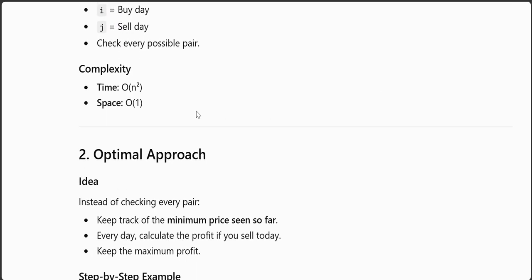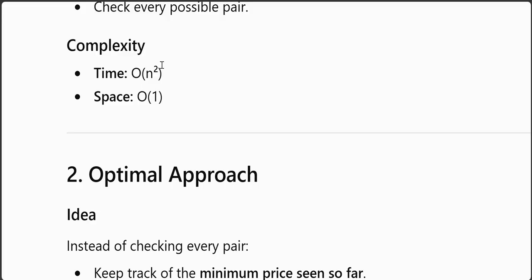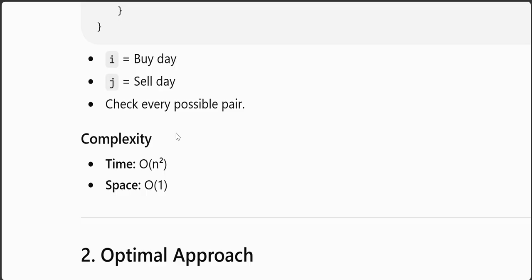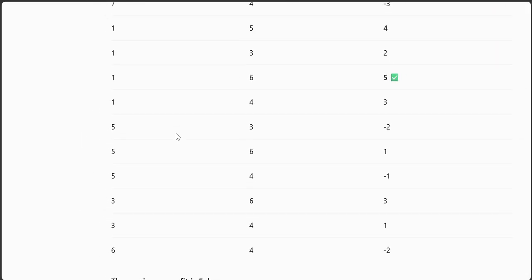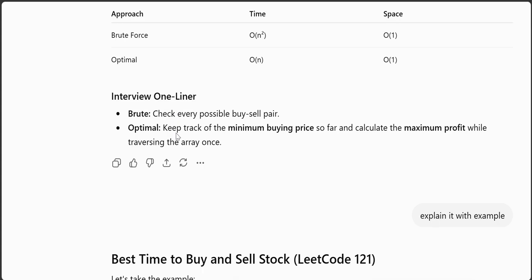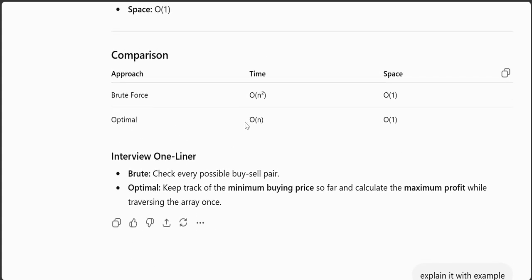If I talk about complexity, for the brute force solution it is O of n square, and its space complexity is O of 1. But for the optimal solution, the time complexity is O of n, and space complexity is O of 1.